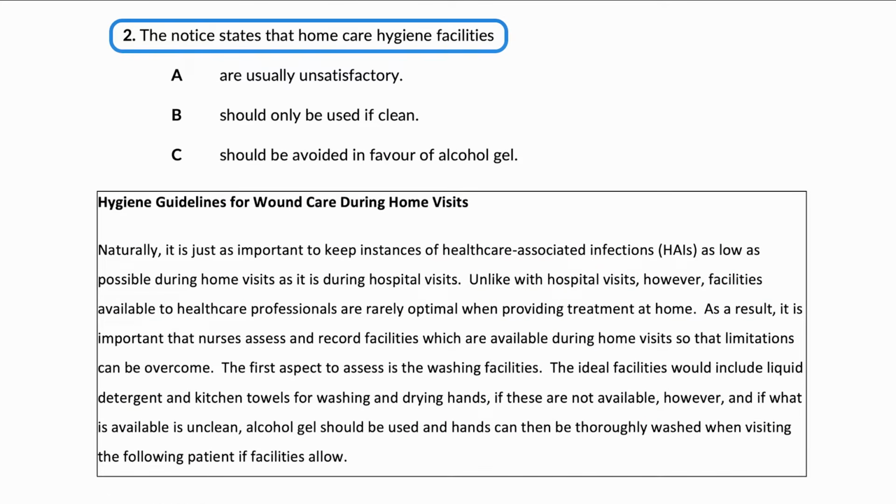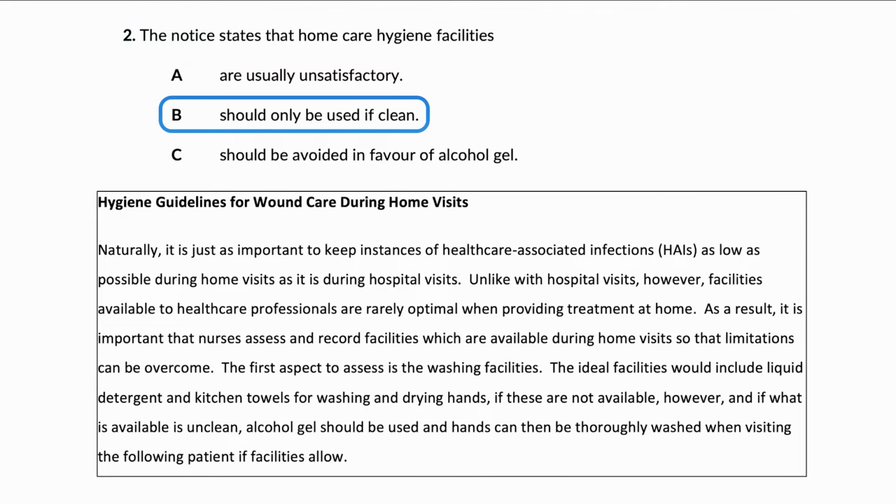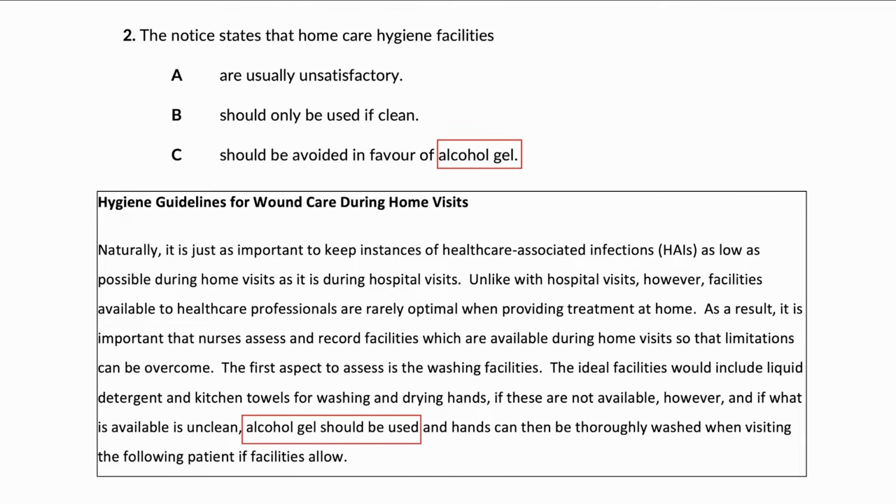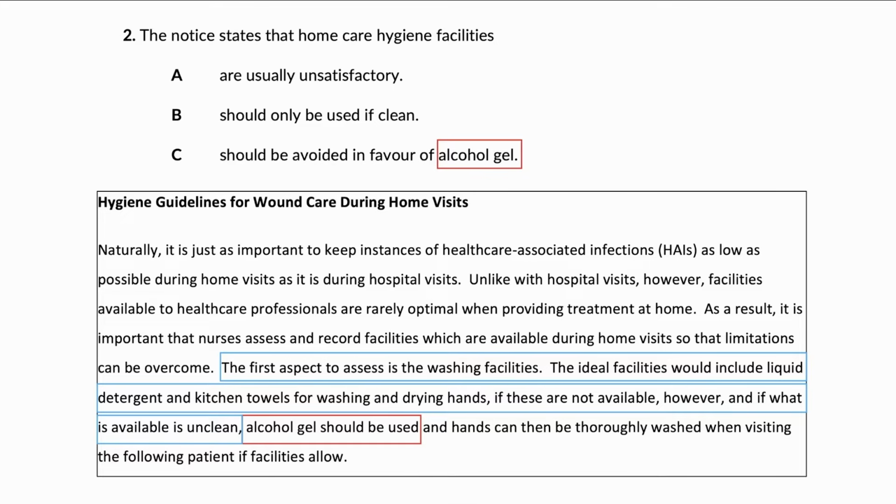Let's take a look at an example. Let's look at question number 2. The notice states that home care hygiene facilities are usually unsatisfactory, should only be used if clean, should be avoided in favor of alcohol gel. Now, if we identify the key words and simply scan through the text, we can actually find that alcohol gel is mentioned. However, if we read the sentence more carefully, we can see that this doesn't match the meaning fully of option C. Instead, we need to be more careful because that was a distractor. Reading the text more carefully now points us towards option B as the answer.